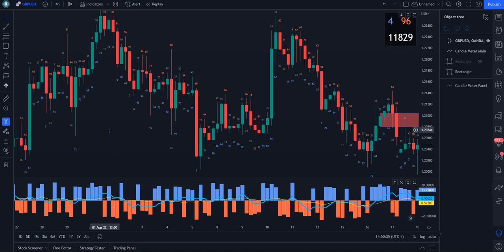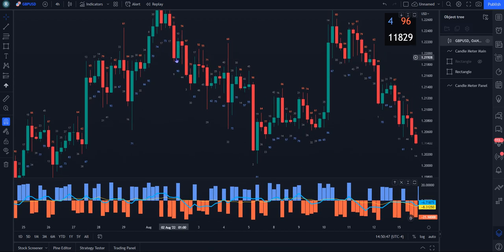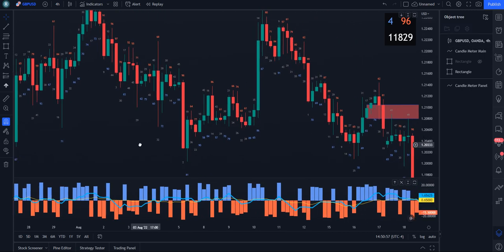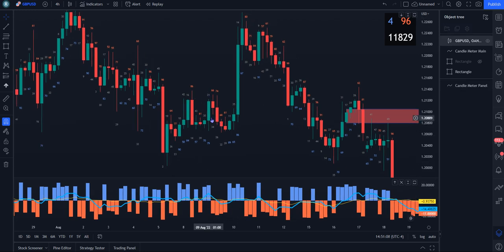So for instance, we can see here as the blue is crossing below the yellow, it's lining up with the beginning just after this last up candle. It's lining up with this big move down, indicating the shift is going bearish. And then here, as the blue is now crossing above the yellow, after a little bit of consolidation, indicating this sharp move up in price.